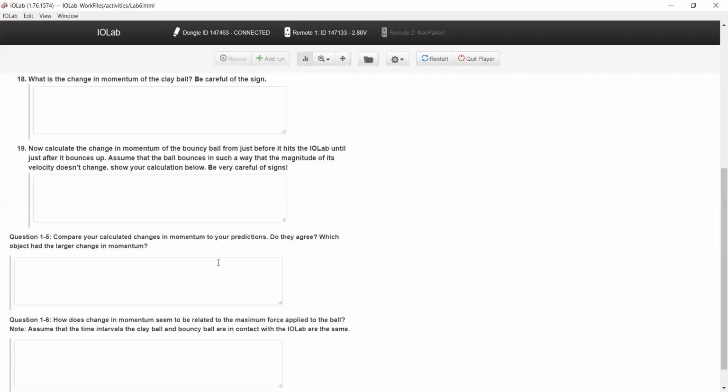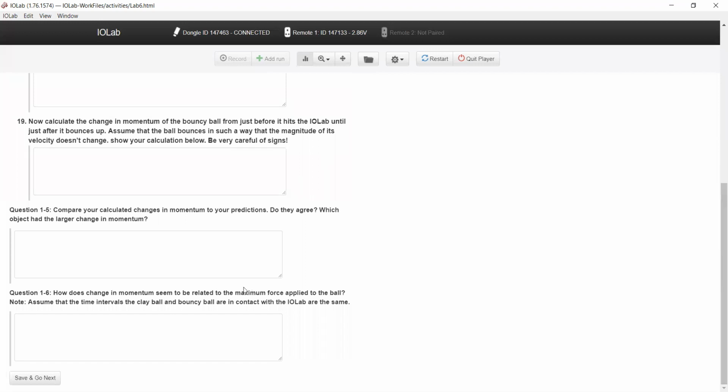Compare the calculated changes in linear momentum. Which object has larger momentum change? How does the change in momentum relate to the maximum force applied to the ball? So you can go ahead and write the answers.